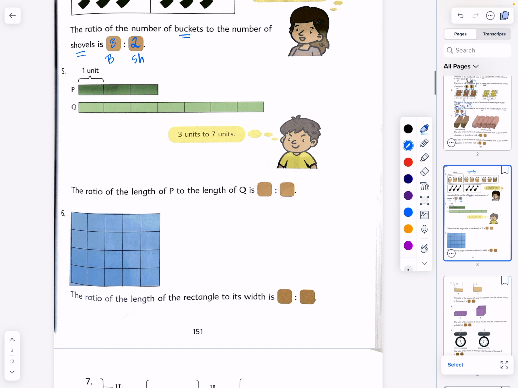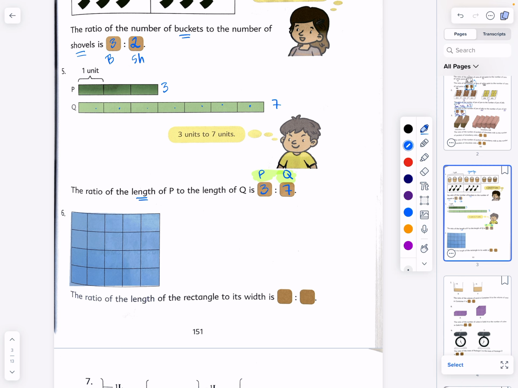Now, let's take a look at a string P and a string Q. We have 3 units of P and 1, 2, 3, 4, 5, 6, 7 units of Q. The ratio of the length of P, I'm putting it on top, to Q is 3 to 7. Again, notice how I label my sides at first because it is important. The order is important. Reversing it would be a mistake.